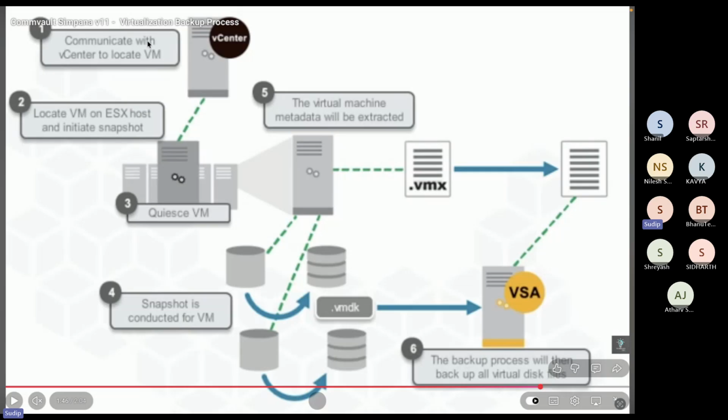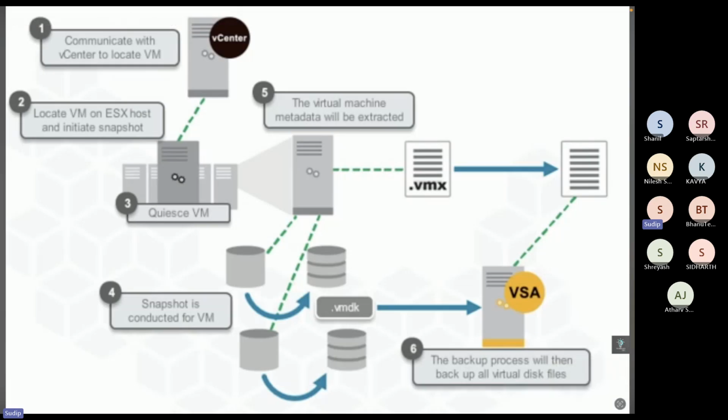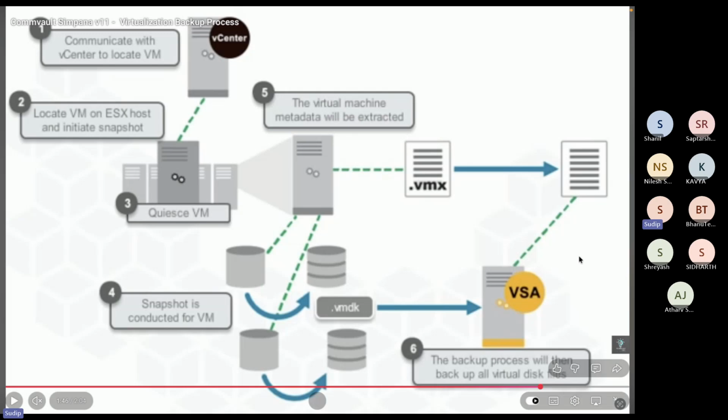So this is the step-by-step process that happens in the background when we are taking backups of a virtual environment using Commvault. Any questions?